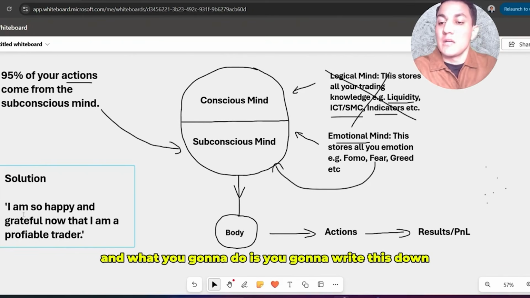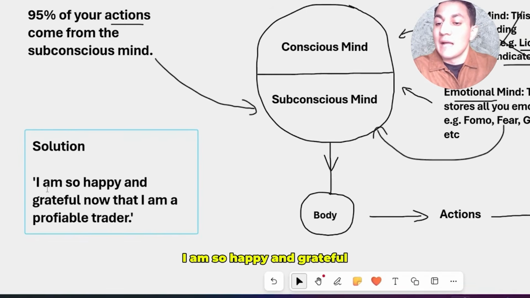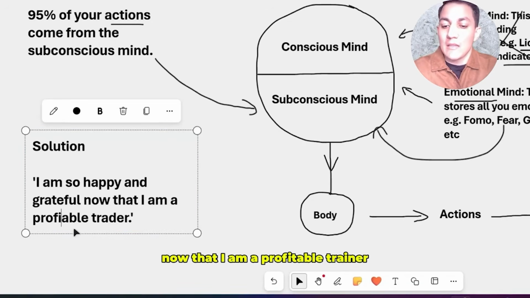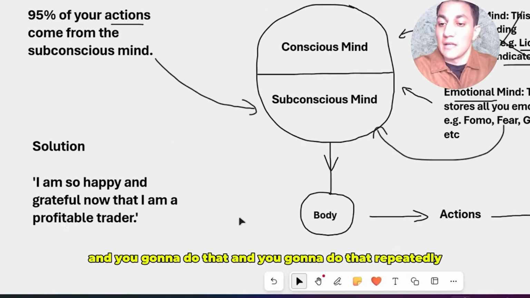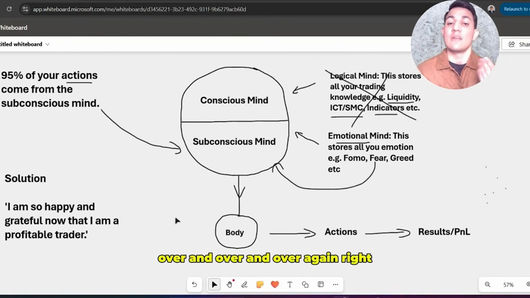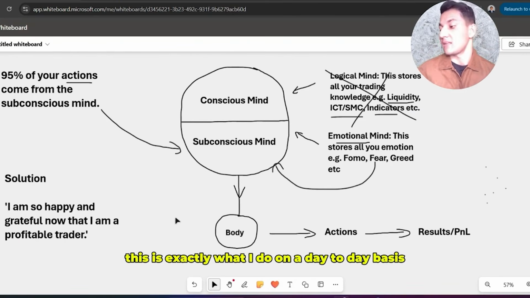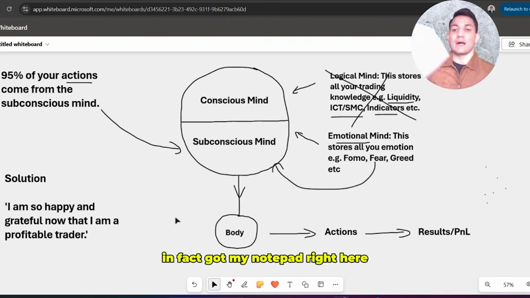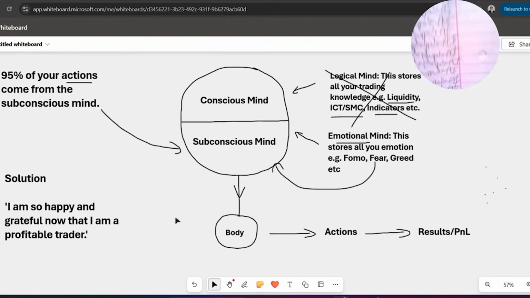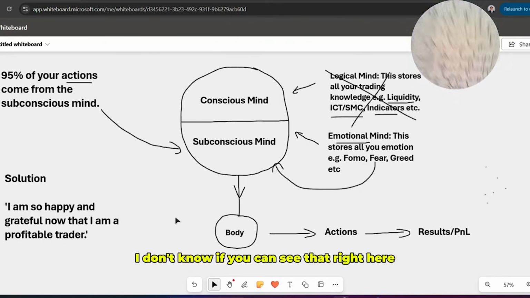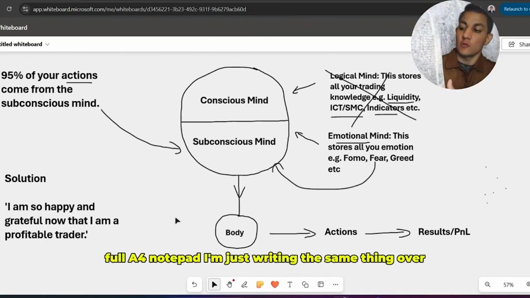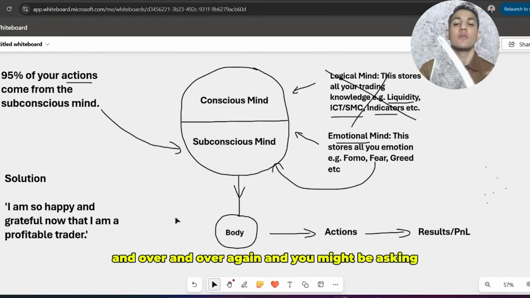And what you're going to do is you're going to write this down. I am so happy and grateful now that I am a profitable trader. Let me spell this right. Now that I am a profitable trader. And you're going to do that repeatedly over and over again. This isn't some woo-woo BS that I've made up. This is exactly what I do on a day-to-day basis. In fact, here's my notepad, I don't know if you can see that, a full A4 notepad of just writing the same thing over and over again.